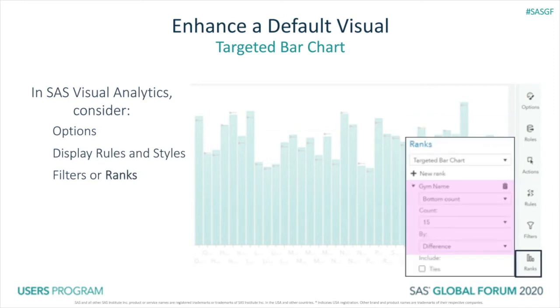And last but not least, we'll add a rank. We'll limit the amount of information shown in the graph to only those gyms that really aren't performing very well. So we've created a rank on gym name, looking at the bottom count. We want to see 15 gyms, and we'll evaluate what counts as a bottom by the columns. So the most negative values will be shown.